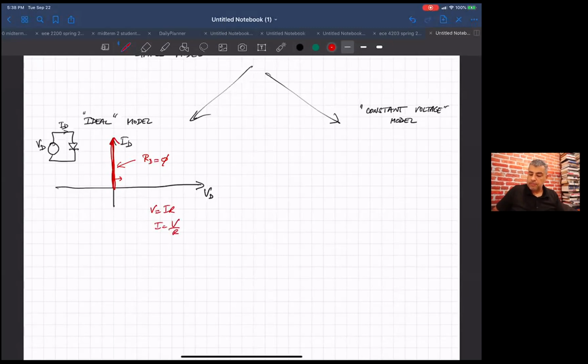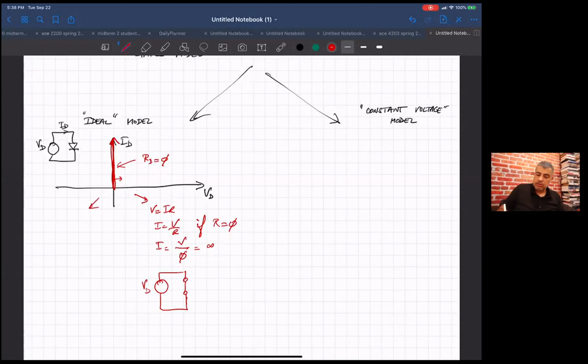So if R is equal to 0, then I is V over 0, which goes to infinity. As soon as V gets a little bit positive, I just pegs. And then it would look like this, and from a circuit perspective, it looks like a switch that's closed. So if I redraw the circuit, it just looks like V sub D shorting across itself. So that's on this side.